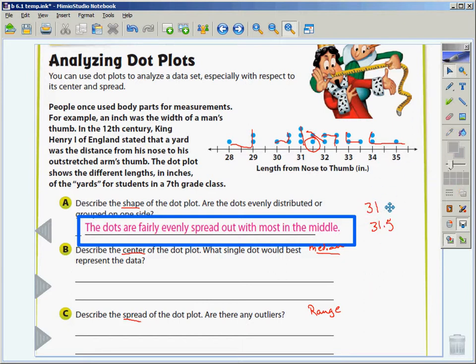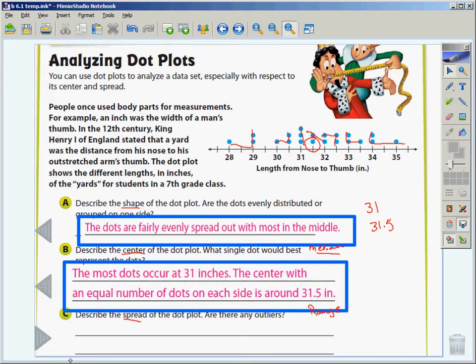Would it really matter in terms of what I called the center? 31 or 31.5? That would be a little subjective. Most of the dots occur where? At 31. But the center, where there's an equal number of dots on each side, is actually at 31.5.